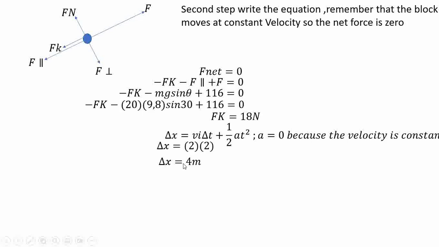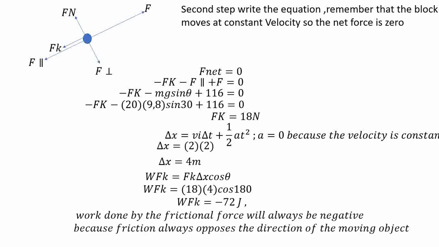Now that we've calculated both our unknowns, we can continue to calculate what was asked in the question, which is work done by frictional force. Work done by frictional force is equal to frictional force times delta x times cos theta, which is equal to 18 for the frictional force times 4 for the displacement, times cos of 180. Work done by frictional force is equal to negative 72 joules. This shows that work done by frictional force will always be negative because friction always opposes the direction of the moving object.